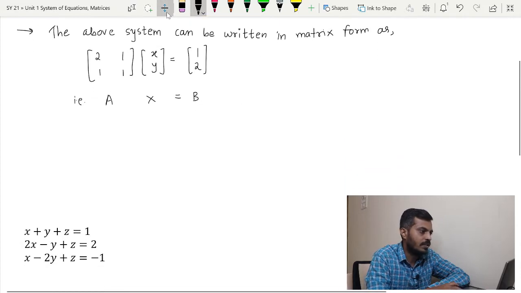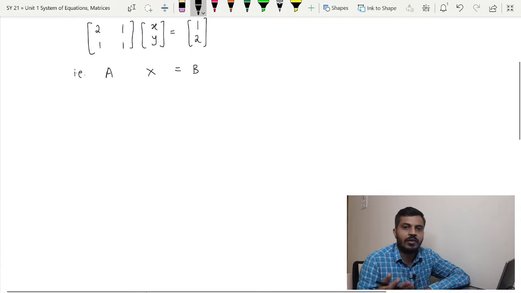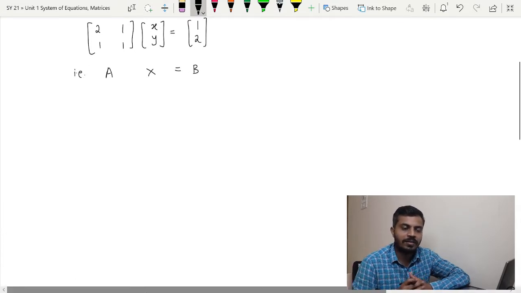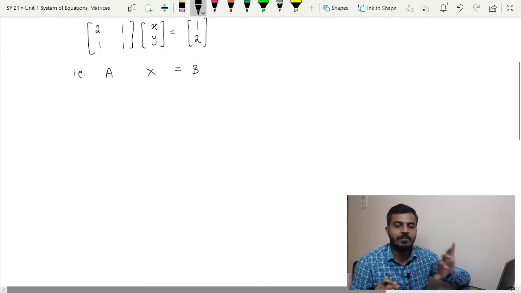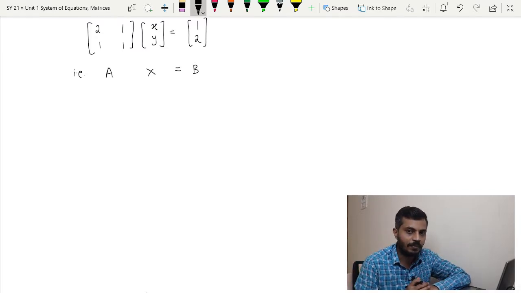now once you write it in matrix form, the next step is to find the rank of A and the rank of the augmented matrix. Now the question is how to find it. Some of you may think that we will find the rank of A separately and rank of augmented matrix separately. No, that is not the case. We will find both the ranks in a combined way only. So we need not do separate calculations for that, and I will show you how.